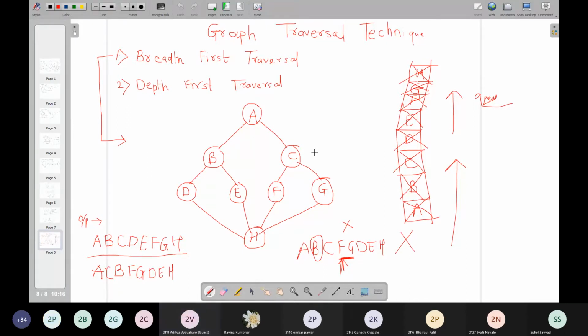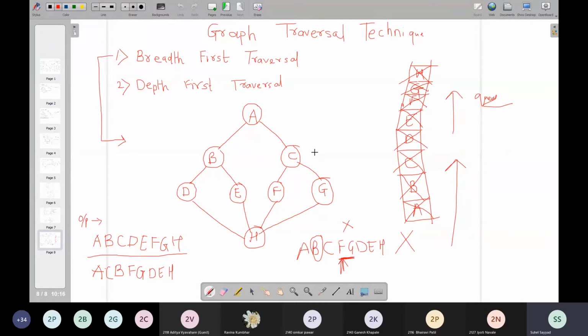Yes, sir. So yesterday we had started with the graph traversal techniques, and I had listed that there are two graph traversal techniques available. First one is breadth first traversal and second one is depth first traversal. Out of which we had started with the breadth first traversal yesterday. We had taken one example. We'll quickly revise that example today for breadth first traversal.